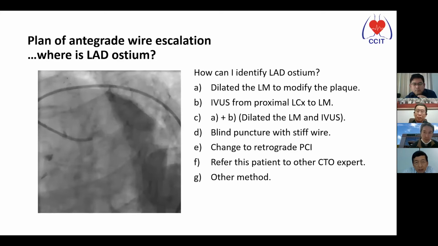But maybe another option is, you already have the collaterals from the right to the LAD. Then we can do simultaneous injection from the LIMA and the right coronary to see the distal anastomosis of the LIMA. If the distal anastomosis is very short, maybe you can successfully recanalize the LIMA, and if you do PCI to the distal anastomosis of the LIMA to the LAD, there is a very, very low rate of restenosis.